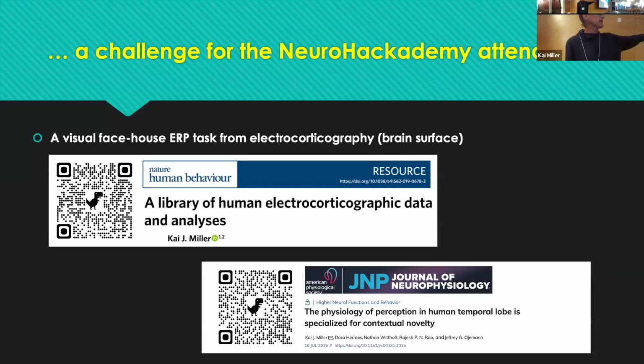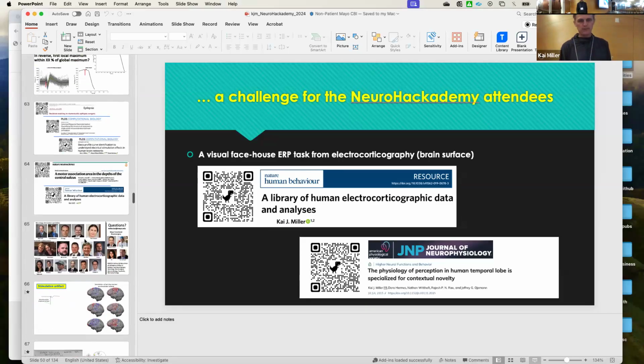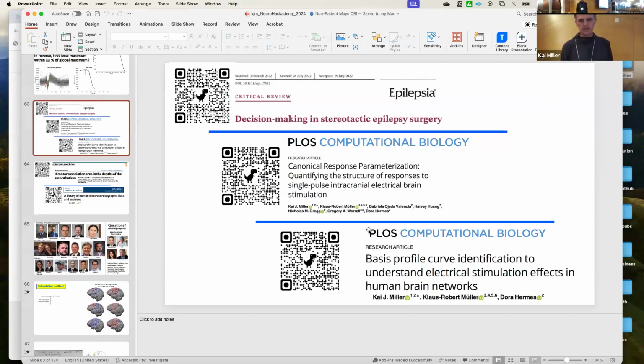And then the bottom right is the original paper. But that was even in 2015, we didn't have great repositories yet. So those two papers have the data, and then the code to do the parameterization is here.